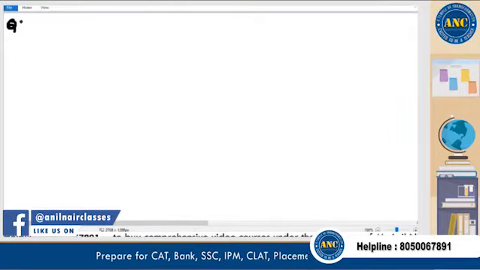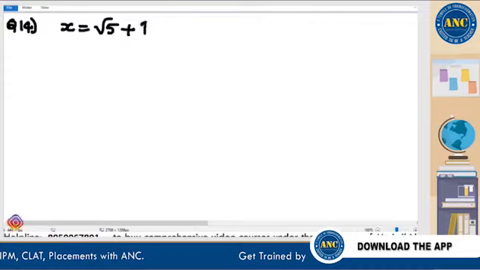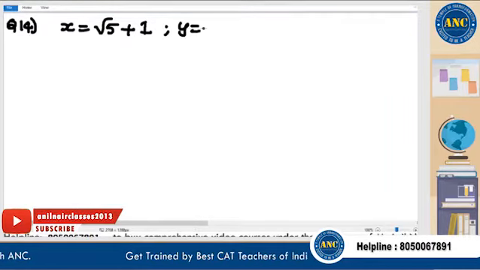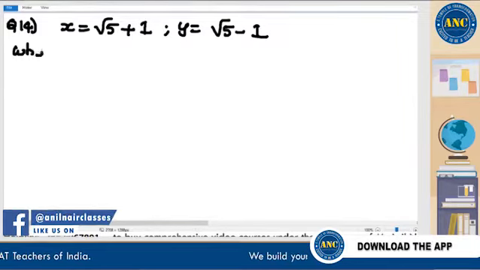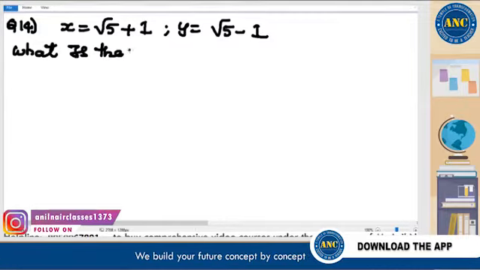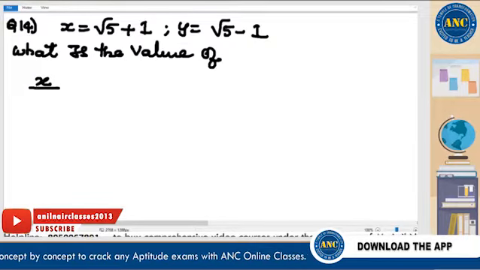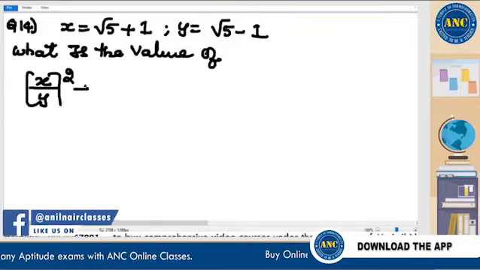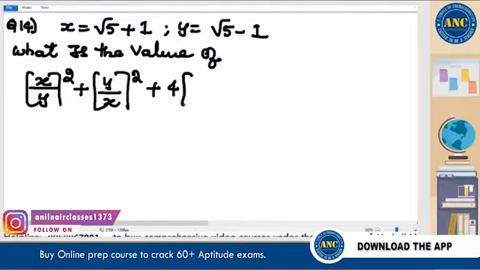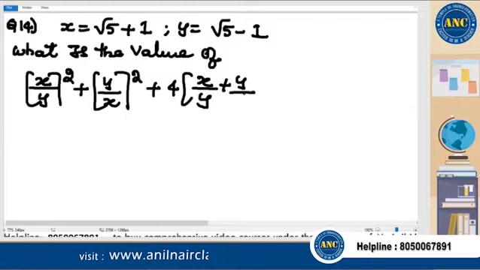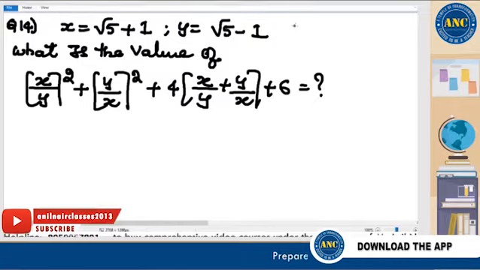Question number 14. Original Staff Selection Commission question. x equivalent to root 5 plus 1, y equivalent to root 5 minus 1. Already earlier we discussed how to solve the question. What is the value of x by y whole square plus y by x whole square plus 4 into x by y plus y by x plus 6? Original Staff Selection Commission question.